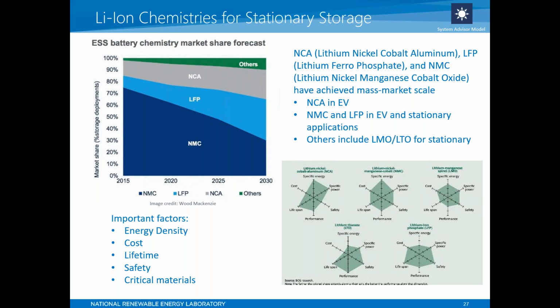And then we also have a section for other chemistries. And while this could include alternate chemistries such as lead acid or flow batteries, it could also include LMO, LTO, which is a high rate, very stable chemistry. So on the bottom right, there's a comparison of different materials for lithium-ion batteries. And when selecting a battery for a specific application, important factors include energy density, cost, lifetime, safety, and the lack or presence of critical materials.